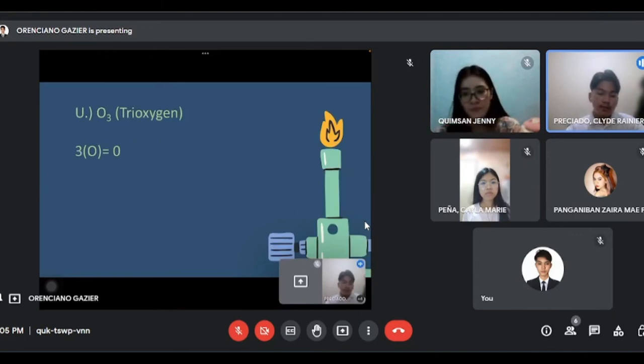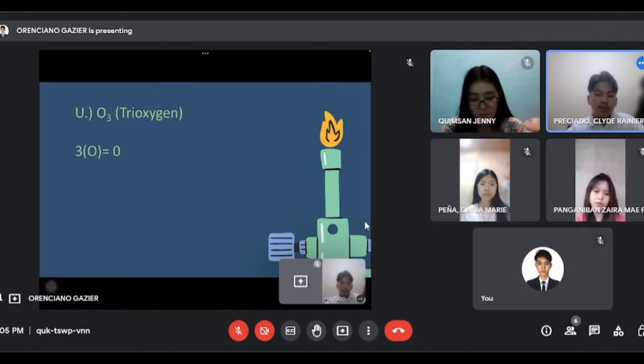For our last problem, in here we have trioxygen. In here, we are going to find the oxidation number for O in trioxygen. So 3 atoms of oxygen times O is equals to 0. And since this is a pure element, the oxidation number for oxygen is negative 2. That's all. Thank you.